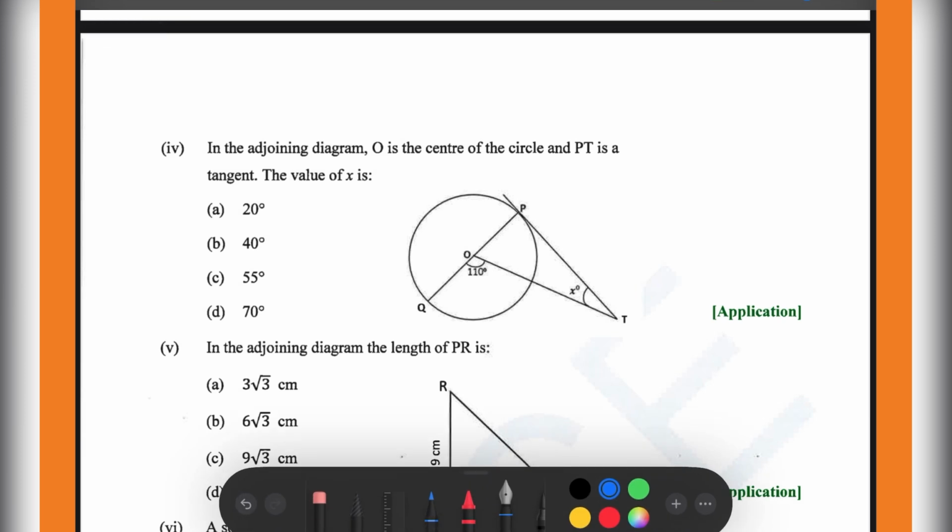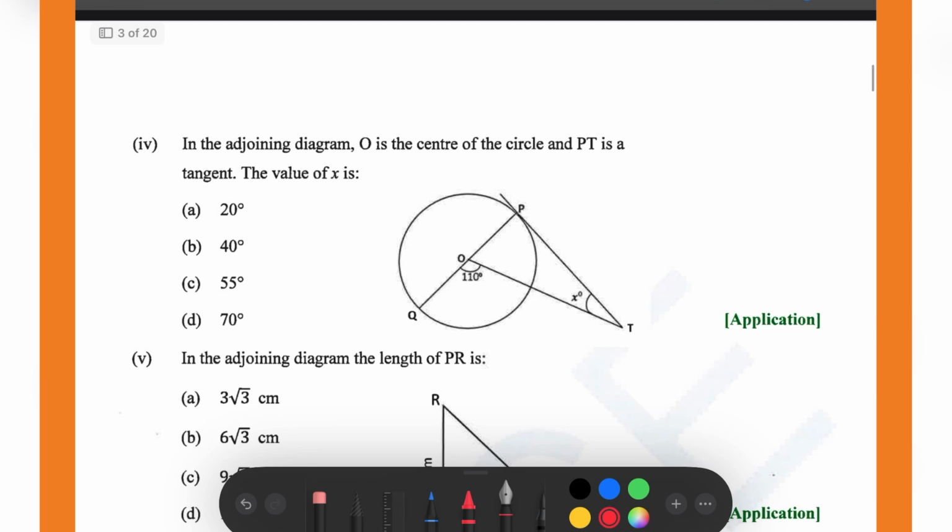In the fourth one, the question is to find the angle x. Now I'll do it in this figure only. Angle x is to be found. You should know that a tangent with respect to the center is always 90 degrees. The tangent, when it is touching, makes 90 degrees, student, and x is already there.